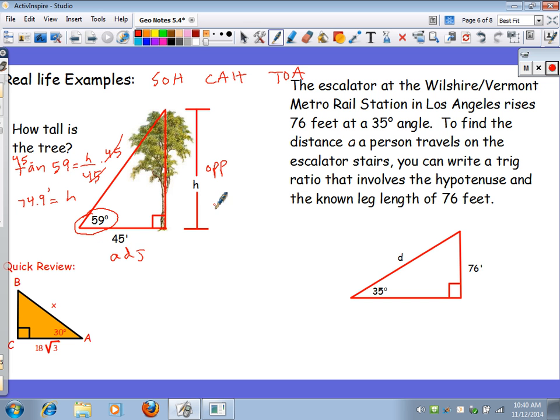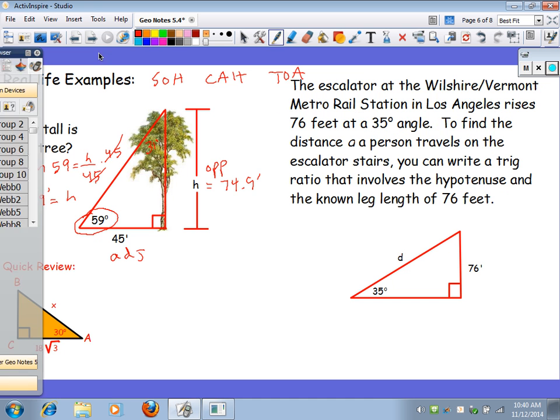And it does make sense because this angle up here would be about 31 degrees. And so 45 better be the smaller side. 74.9 is bigger because 59 is bigger. So this height would be 74.9 feet.